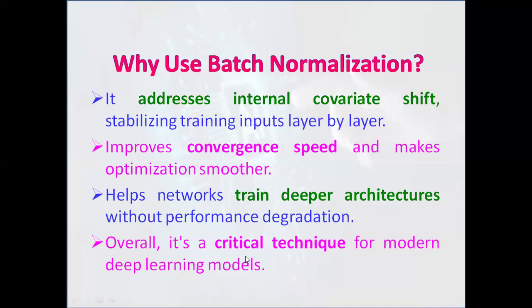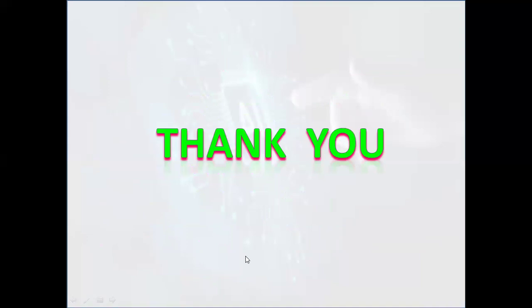Hope everyone understood about this batch normalization technique, why we are going for batch normalization, and how the variances are being adjusted in the hidden layer.